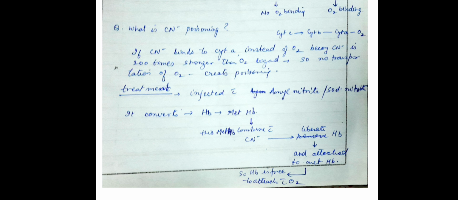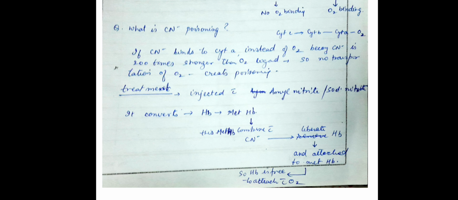We inject amyl nitrite or sodium nitrite into the body. It converts hemoglobin to methemoglobin. What is the function of amyl nitrite? It converts hemoglobin to methemoglobin. Methemoglobin combines with cyanide and then it liberates hemoglobin.